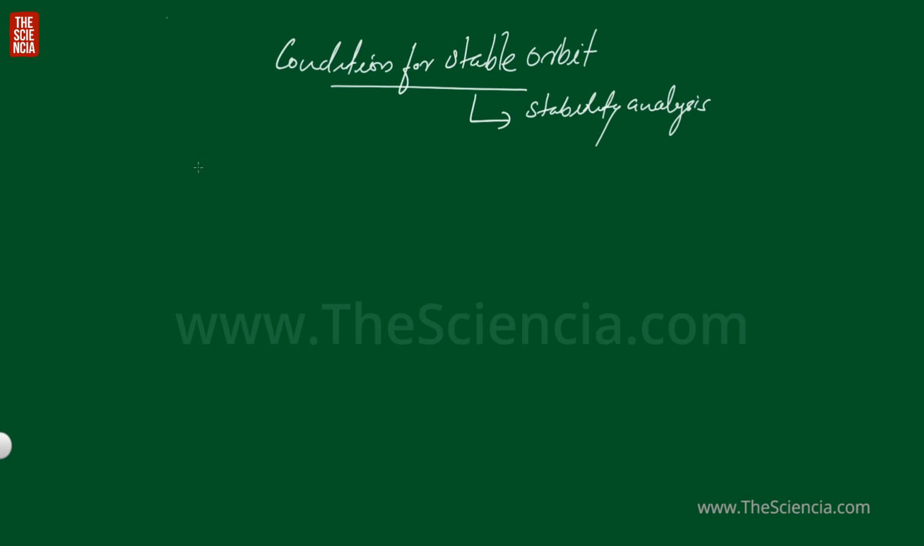We need a potential. Here in this case, the potential is the effective potential V effective. The first condition is ∂V effective/∂r equal to 0. From this equation we get slope equal to 0. When slope is equal to 0, that is an equilibrium point, right? So from this equation we can find out the r value.